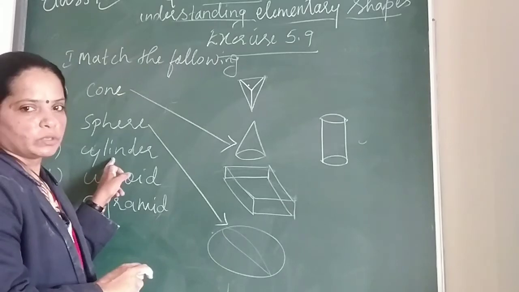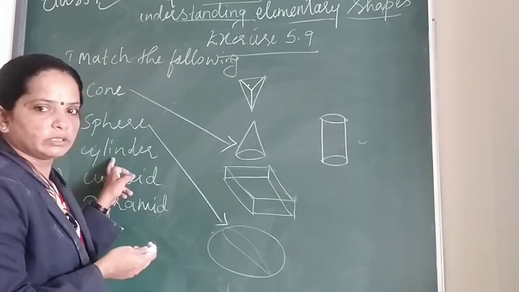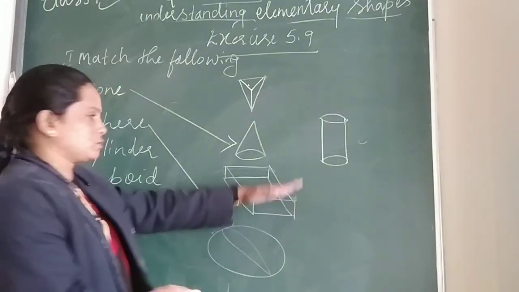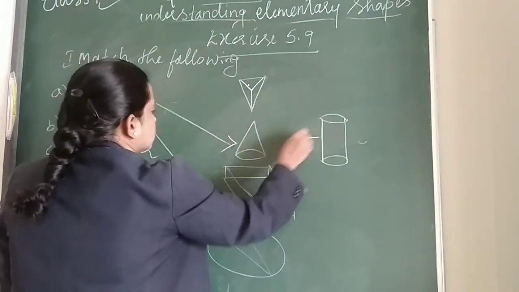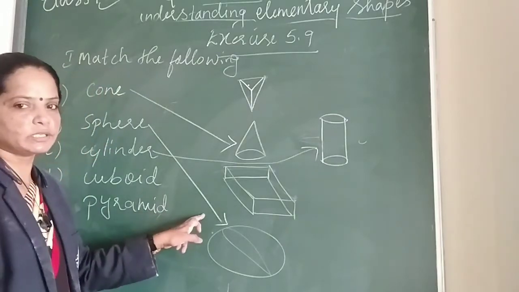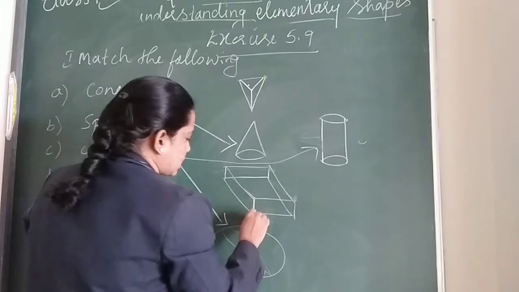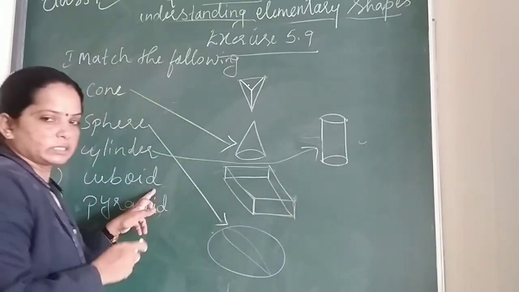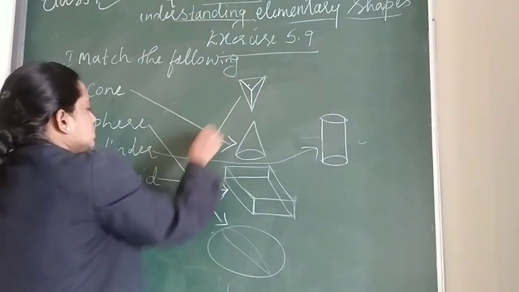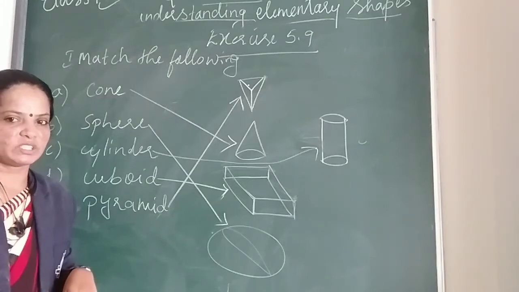Next, cylinder. Cylinder, you have observed the crayon box is there in your house. A gas cylinder is there, it is in that shape. So where is the cylinder? So here I don't have space, so I wrote here. So cylinder is here. So I mark it like that. Then cuboid. So the face is in rectangle shape. So it is a cuboid. So this is a cuboid. Pyramid. So it is a pyramid. This is a pyramid.